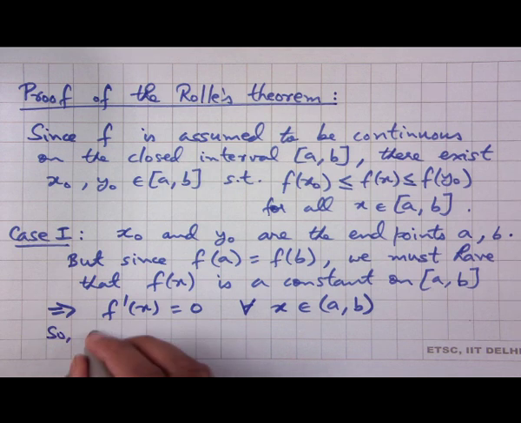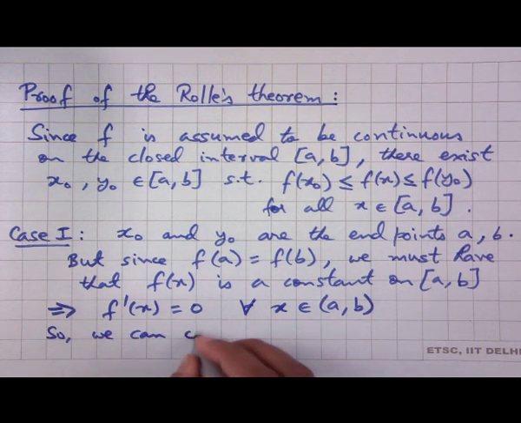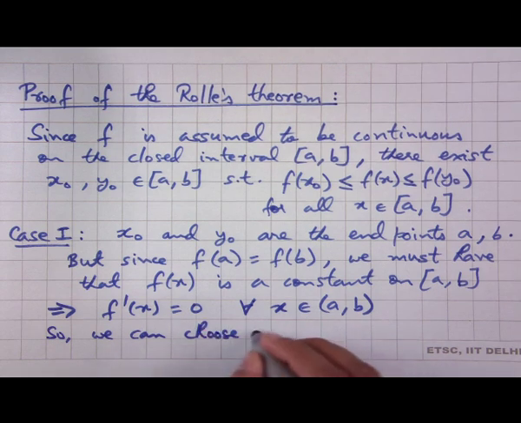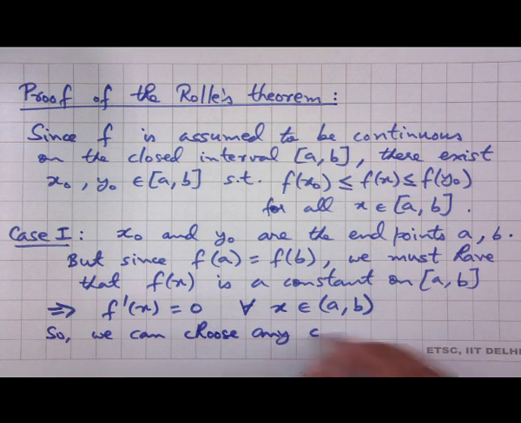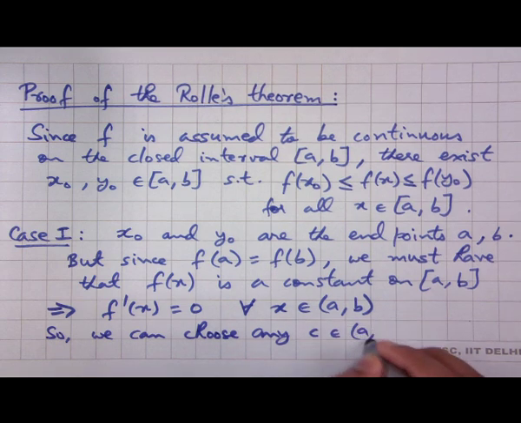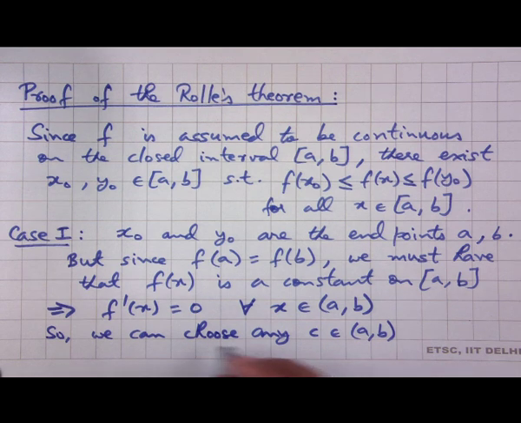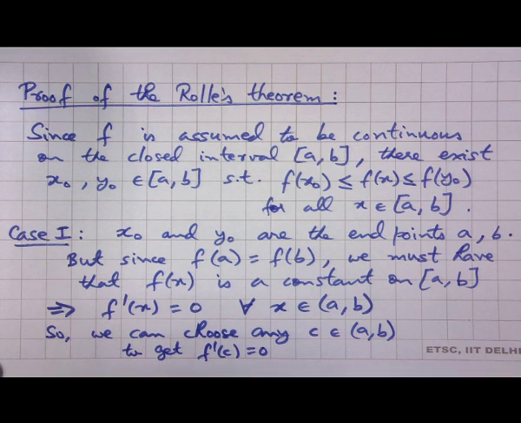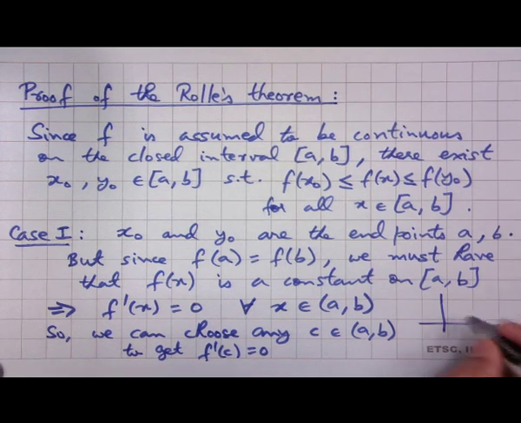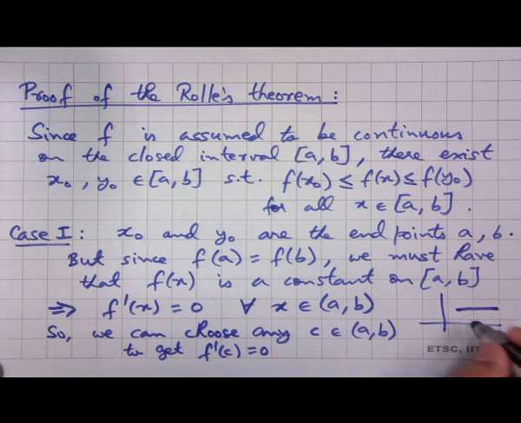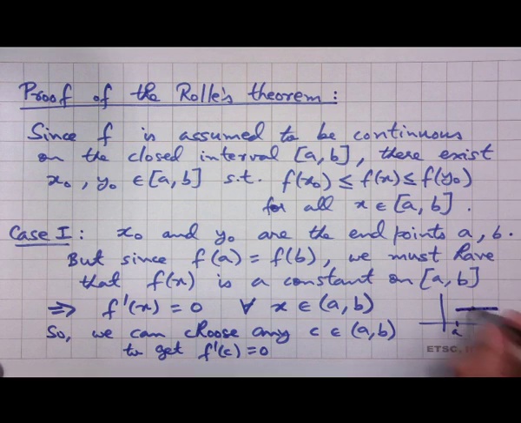So, we can choose any c in (a, b) to get f prime of c equal to 0. Right. So, in this case we just have a constant function, f of a and f of b are equal and these are the minimum as well as maximum value. So, in this case f prime is 0 at all the points in the open interval.